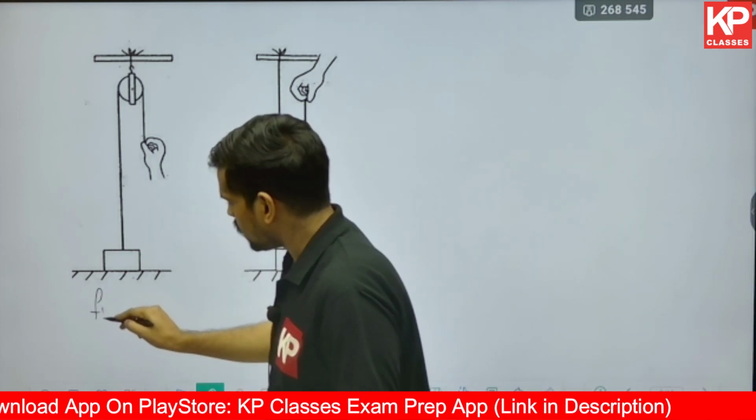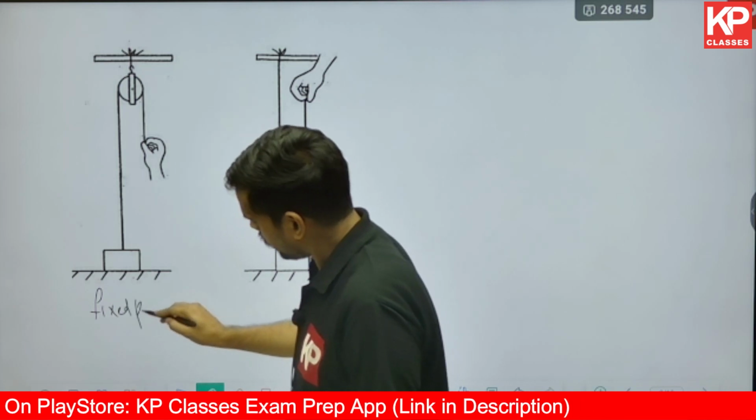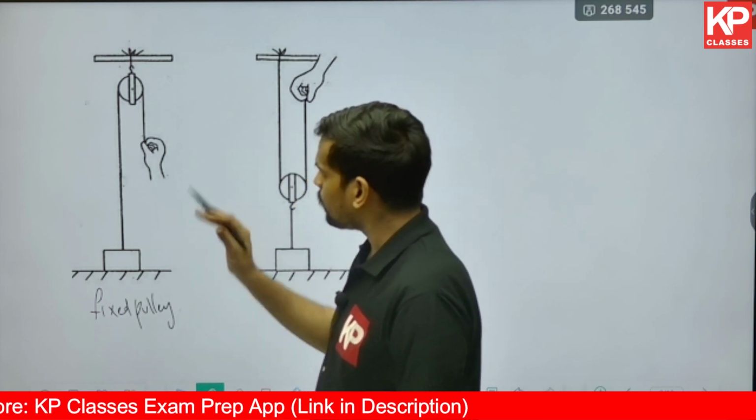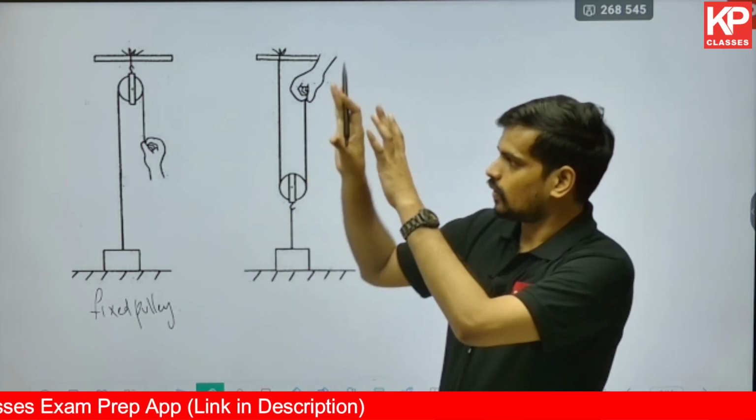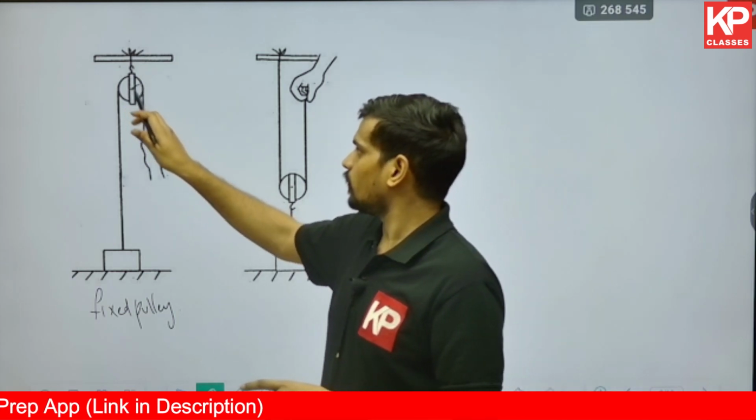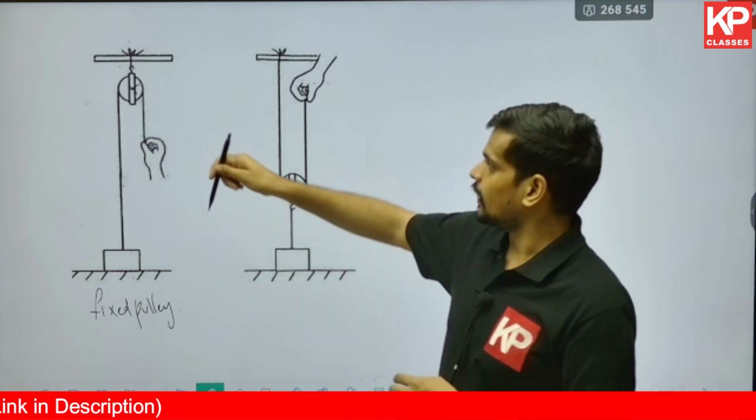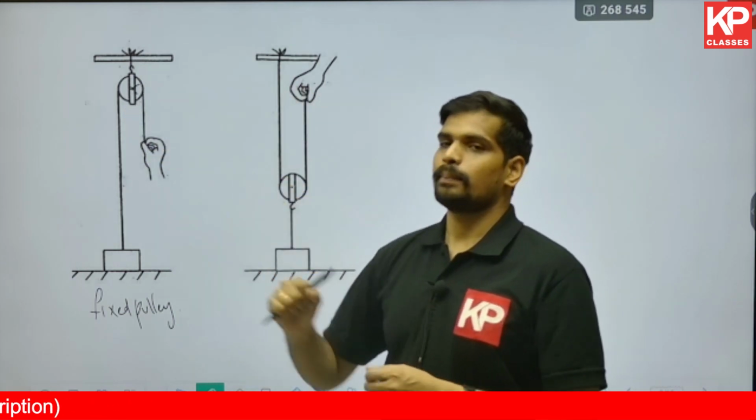The first one is called a fixed pulley. A fixed pulley is one in which the pulley's position is fixed in space. The position of this pulley is fixed at this point. It is connected to a rigid support. You're just applying force over here.